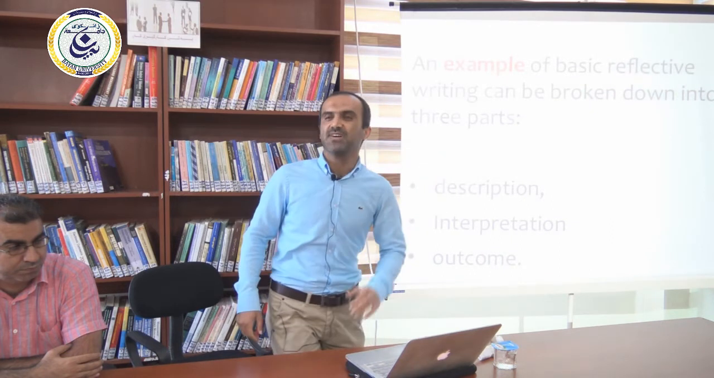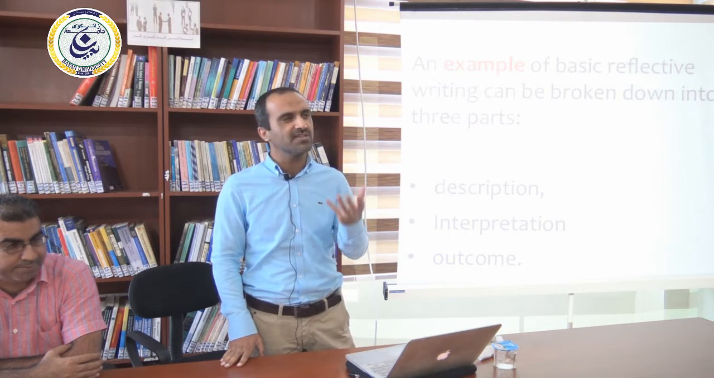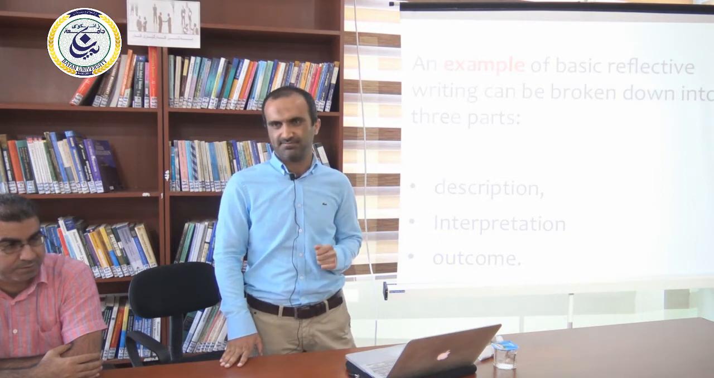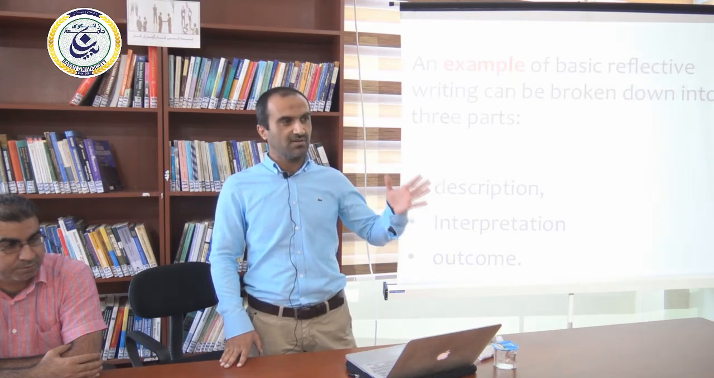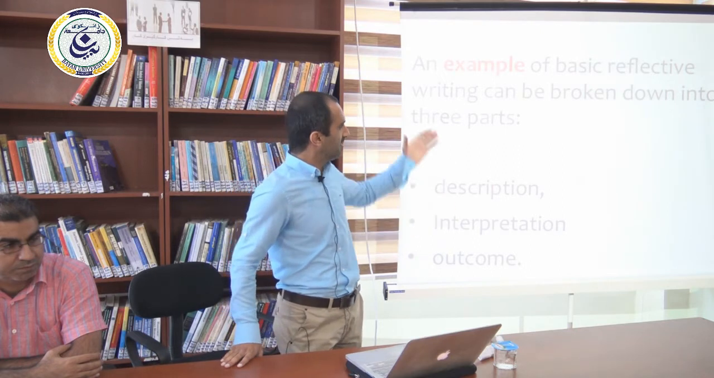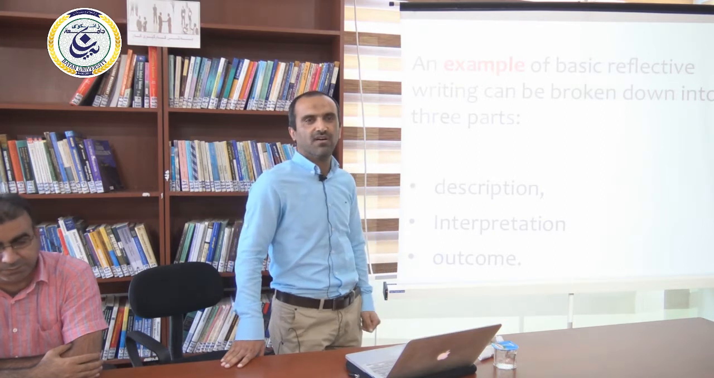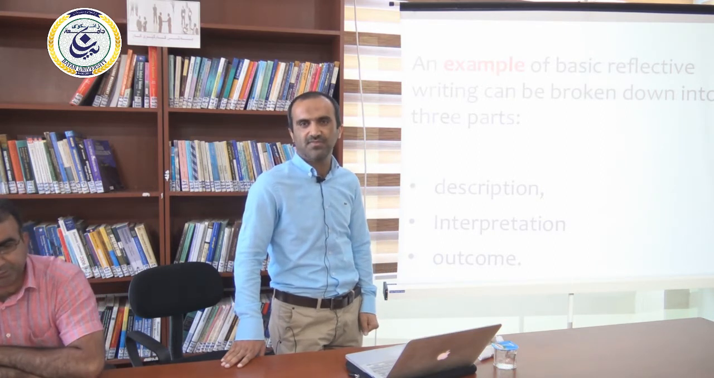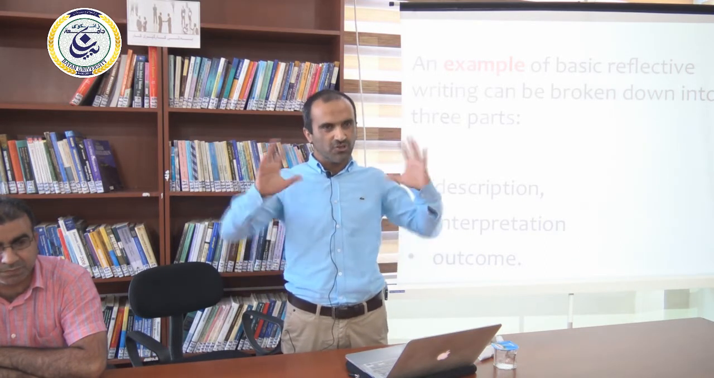Okay, let me give you a sample, a typical example, of how you can write something reflectively. Okay, you've got some questions at the beginning. You think deeply and concisely, but you've got three parts, or three main elements, when you write down something reflectively. The first part is description. You are going to describe the situation. Okay? The whole situation, you are going to just describe it.